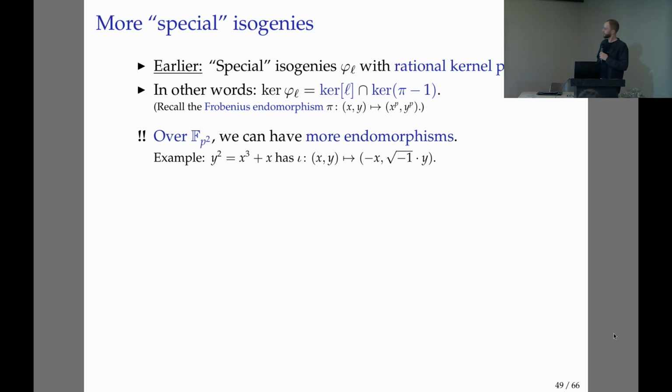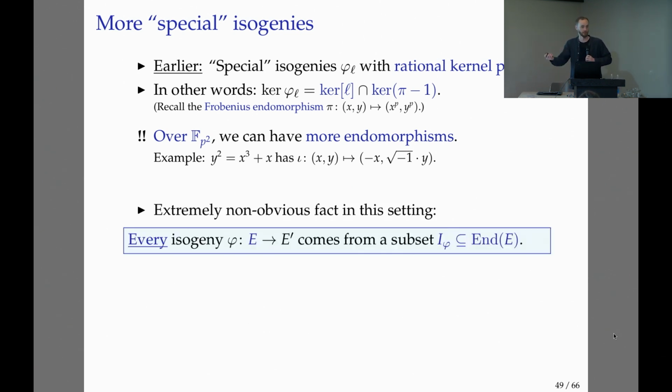And what happens to be the case in this setting, once you have these extra endomorphisms, is that you can always define every isogeny as having kernel that is the group vanishing under a bunch of these endomorphisms. Okay, so previously we had special isogenies, and then there are others that are not special. And once you move to this other setting over F_p squared, every isogeny is special. So you can always describe it by equivalently giving a bunch of endomorphisms of your curve, instead of writing down the actual points.